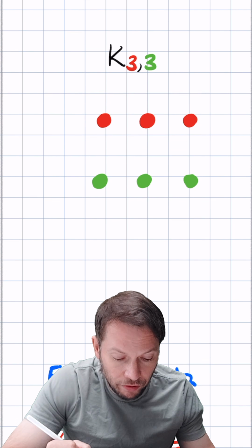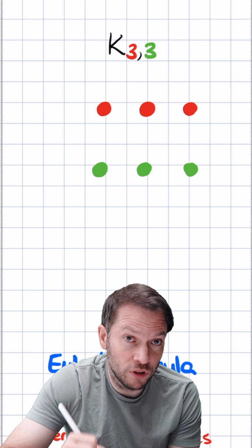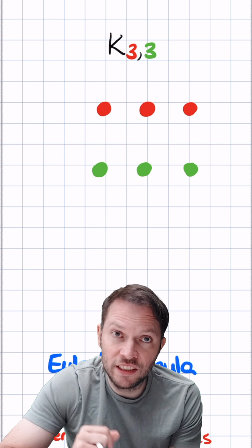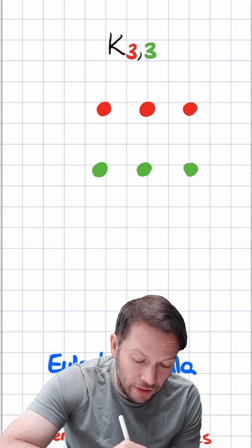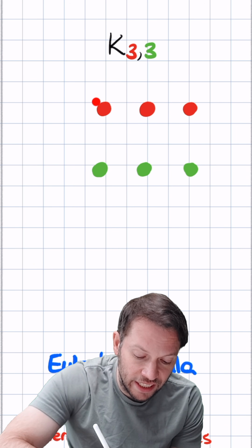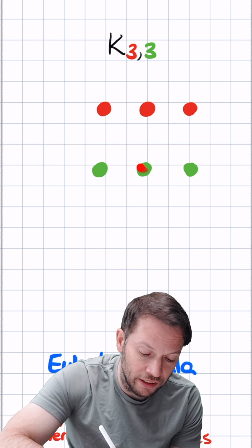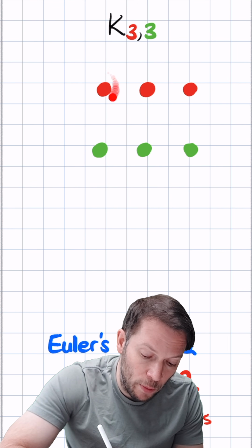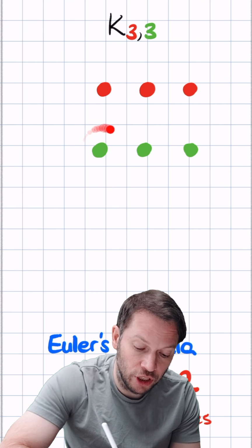But when we get to K3,3, it's not possible to draw a planar graph where the edges don't cross. And you can see that this graph here, where we're connecting each of the reds to each of the greens, is equivalent to our original problem where we're connecting houses to utilities.